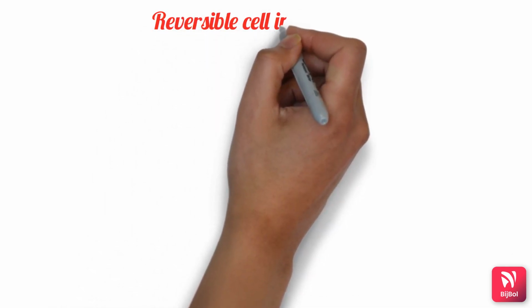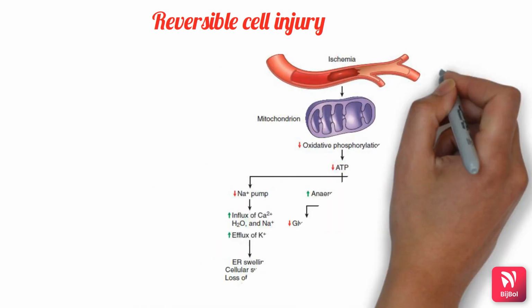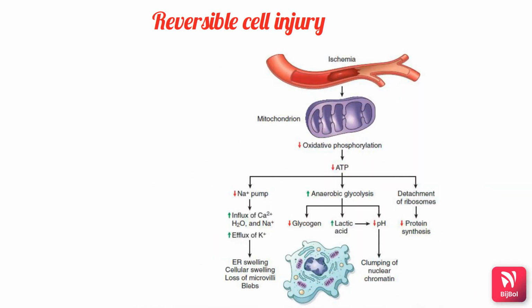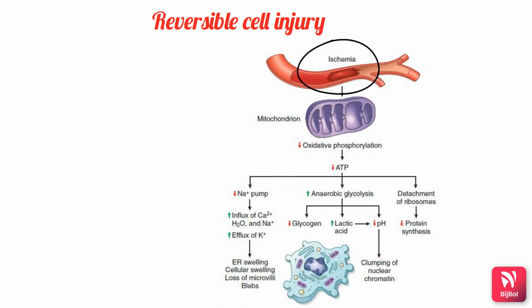Next, if these adaptations are not handled properly, it results in cell injury. First is reversible cell injury. Reversible cell injury can occur because of various factors: physical, chemical agents, hormonal agents, genetic factors, hypoxia and ischemia. The commonest factor is ischemia, which is lack of blood supply, resulting in decreased oxygen. Whenever there is decreased oxygen, this will result in mitochondrial damage.